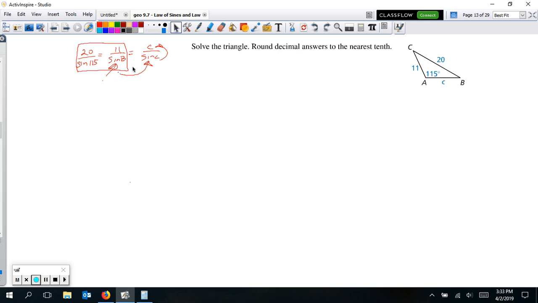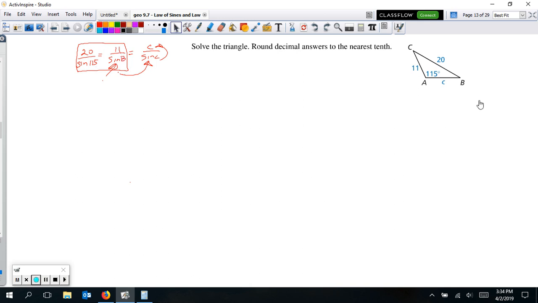And then for the measures of the angles, I do know angle A, so sine of 115 degrees, but I don't know B and I don't know C. And so what we can see here is I just need to figure out which one I can use. I have two of them I don't know here, so I can't use this one first. That's why I put a box around this one. So we could find the measure of angle B to be able to do this.